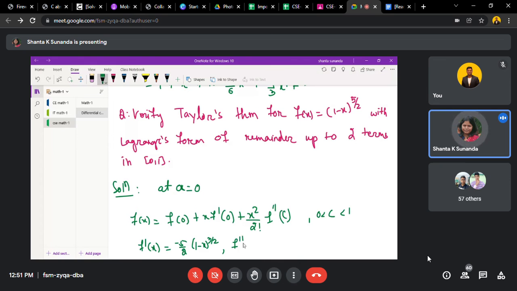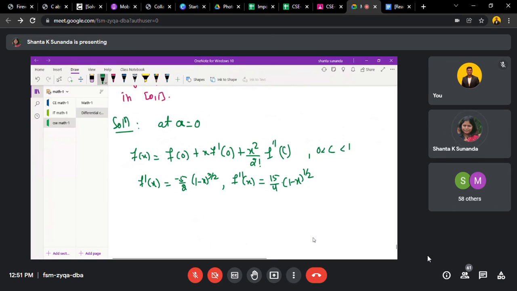Then the second order derivative, 15 by 4, 1 minus x to the power 1 by 2, because we need it in the remainder term.